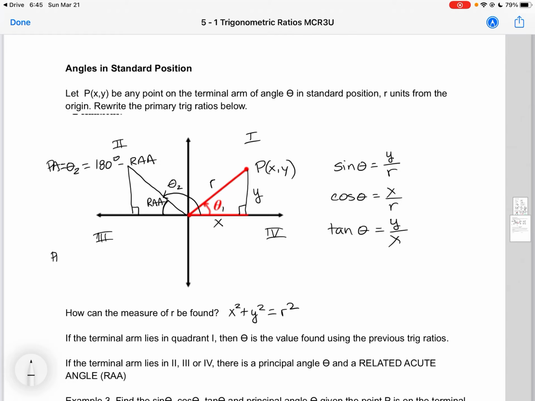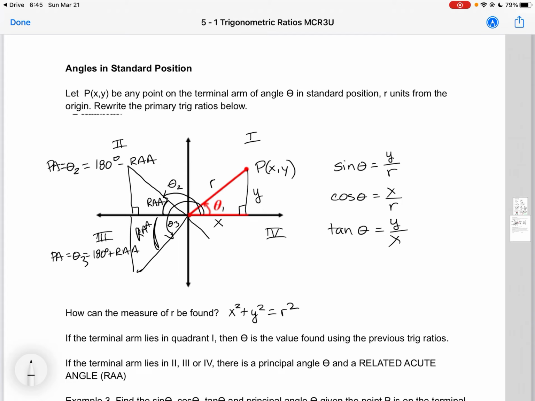In quadrant 3, our principal angle, or theta 3, I'm going to draw a little diagram here. This is our related acute angle. This would be theta 3, all the way measured from that x equals 0 position. Our principal angle, or theta 3, is going to be 180 degrees plus our related acute angle.